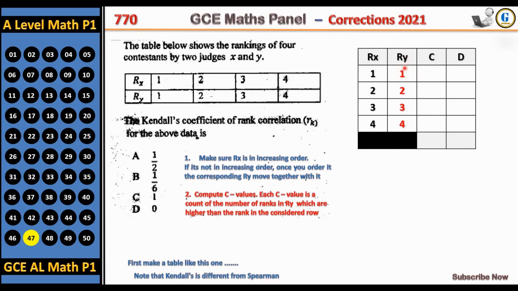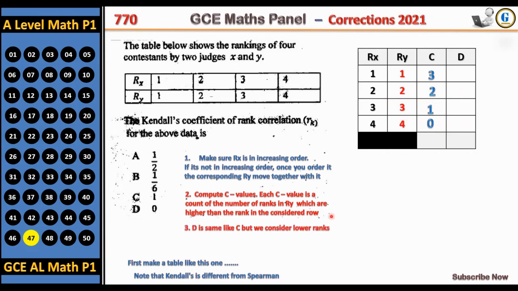So the first value here along this row, how many values are below this row that are higher than 1? We have 1, 2, 3. So I'm going to write 3. This is the next row. Looking at this row, how many Ry values are higher than 2? We have 3 and 4, so that is 2. And if the next row, which is 3, how many Ry values are higher than 3? It's just one value, which is 4. And for this row, there is no other value that is higher, so I'll just put a 0 there.